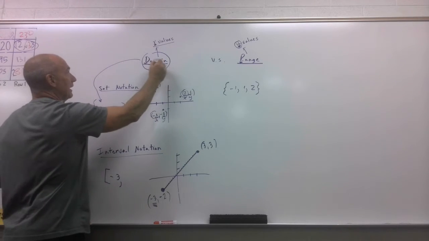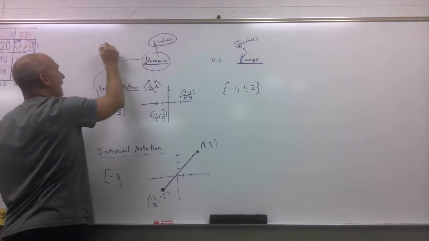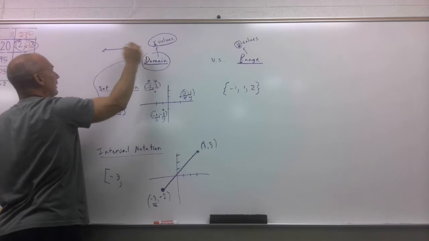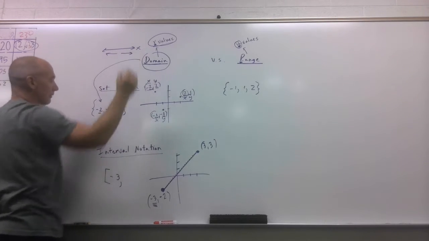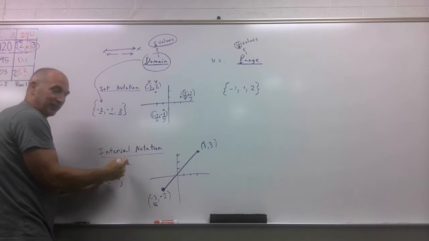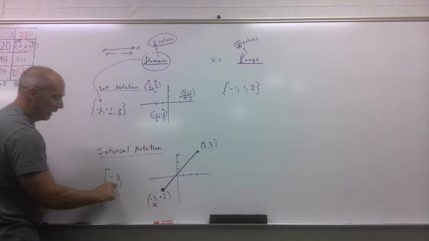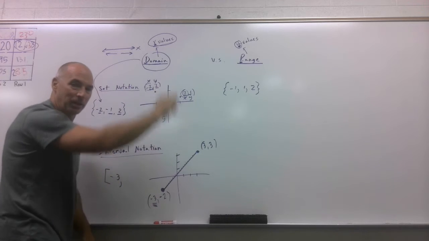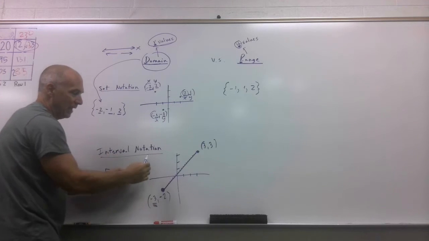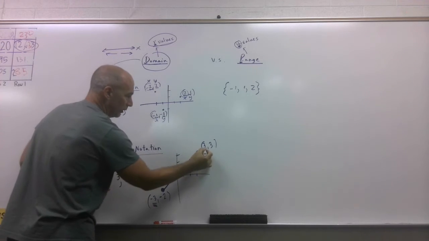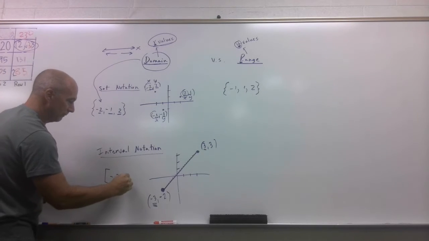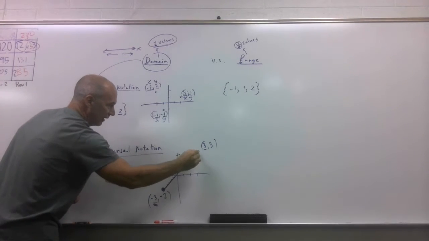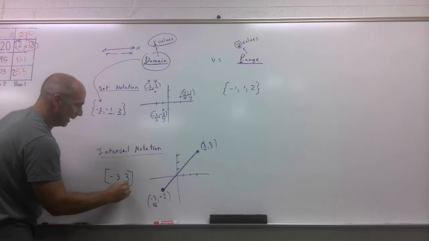Remember what domain is. It's my x value. And x-axis looks like this. It's left and right. So how far left does this line go? -3. That's why I put it there. Now how far right does it go? Notice I'm not talking about up and down. I'm talking strictly left and right. And this one goes 3 units to the right. And it also gets there, because that's a filled-in dot, so we use a bracket.